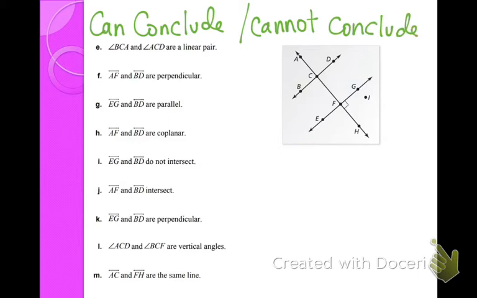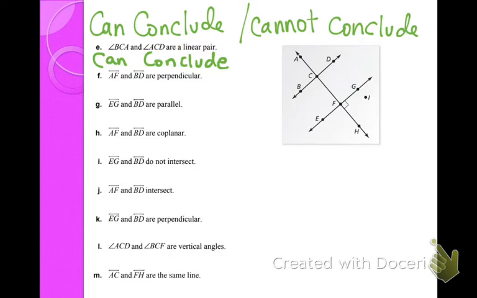So let's start with the first one. It says angle BCA and angle ACD are a linear pair. That is. So we write can conclude. We can conclude it because we can look at this picture and say, yep, that's right.